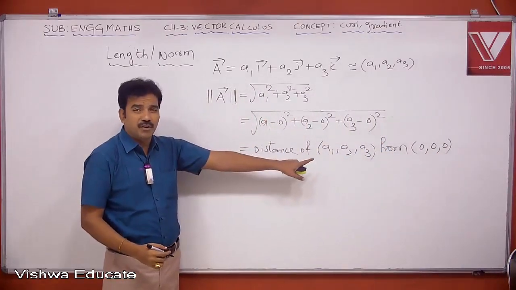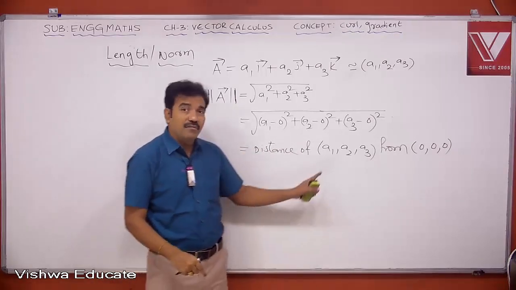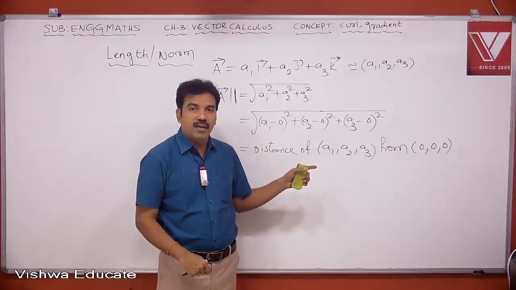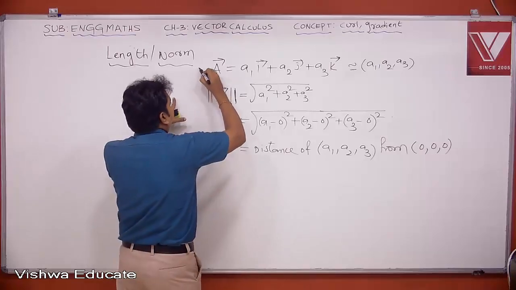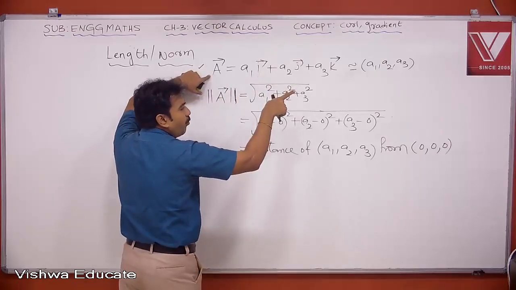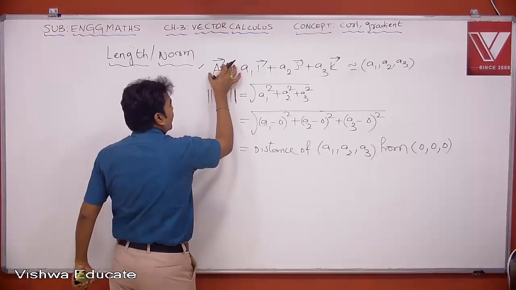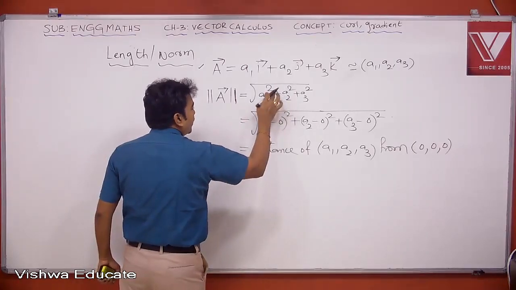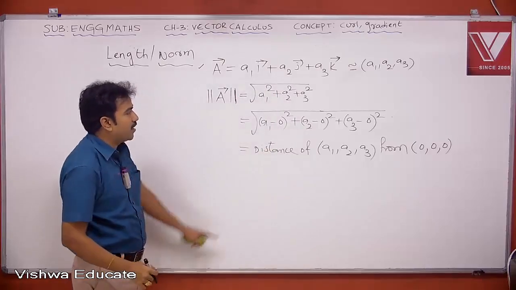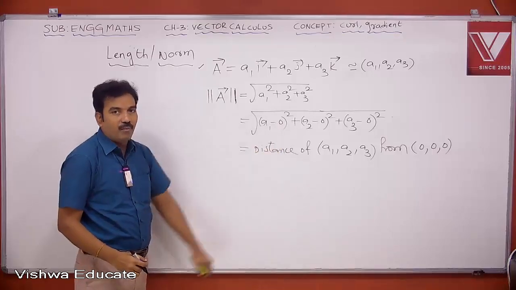We know the formula for distance between two two-dimension points or two three-dimension points: square root of x2 minus x1 whole square plus y2 minus y1 whole square plus z2 minus z1 whole square. Therefore, whenever you take a vector like this, it is equivalent to a 3D point A1, A2, A3. Now this is the symbol we use to represent length or norm of a vector A. So this is the length or norm of vector A bar, which is given by square root of A1 square plus A2 square plus A3 square. So this is nothing but the distance of A1, A2, A3 from origin.